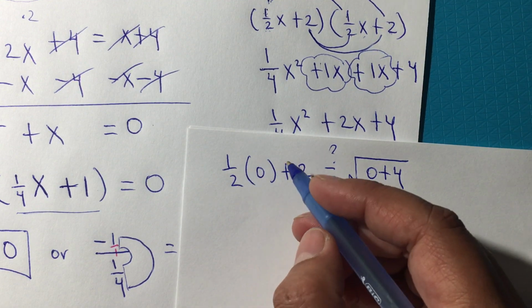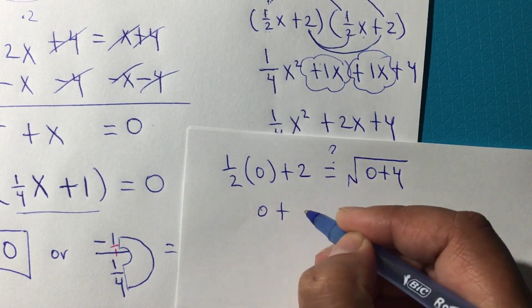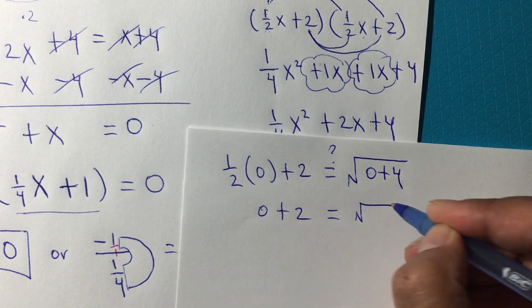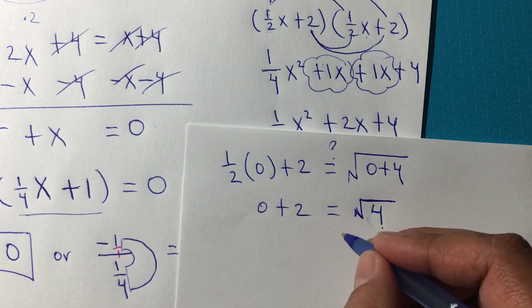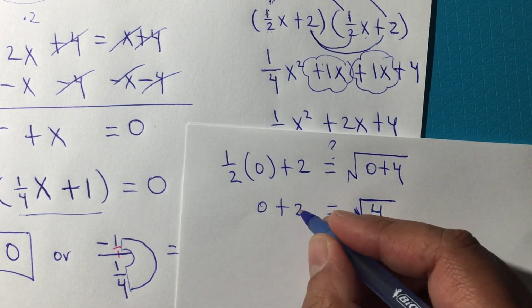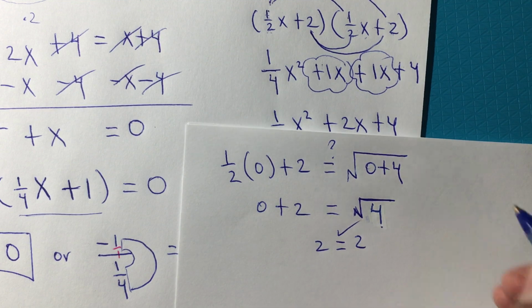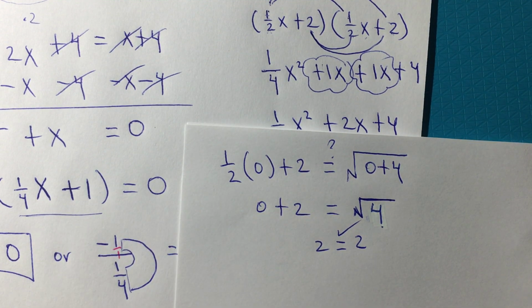0 times 1/2 is 0, plus 2 is 2, equals the square root of 0 plus 4, which is 4. And the square root of 4 is 2. 0 plus 2 is 2. So yeah, 0 is a true solution.